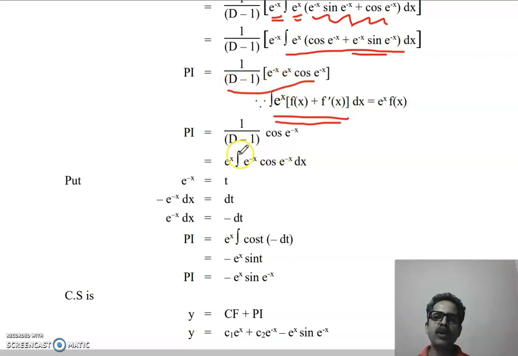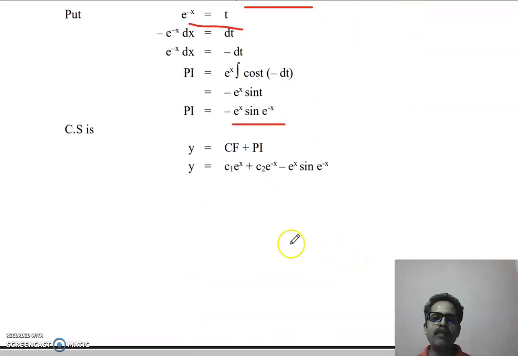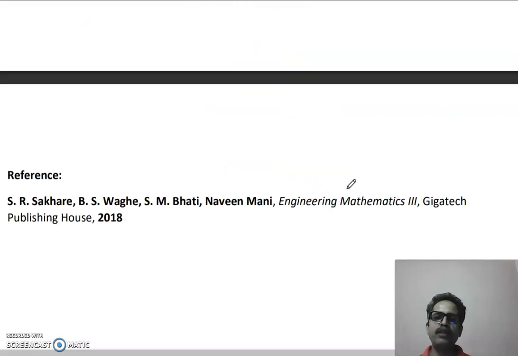Again apply the same formula. Apply the general formula with alpha as 1 this time. When you take alpha as 1, you will find this, and to solve this integral, we have to put e raised to minus x as t, so that this integral became very simple, and finally we can get PI. We need to make a substitution for the value of t. Finally we can get the complementary function and PI, and we can write the answer. This is the solution for the given differential equation.